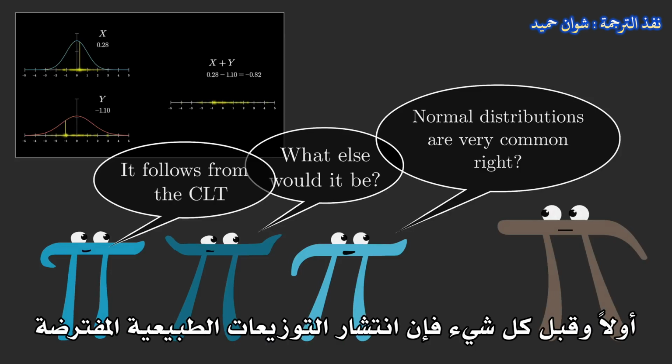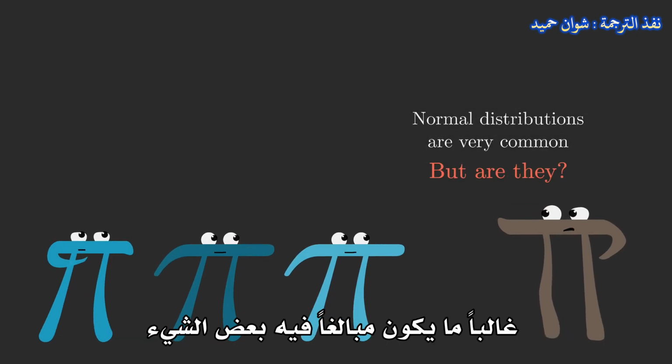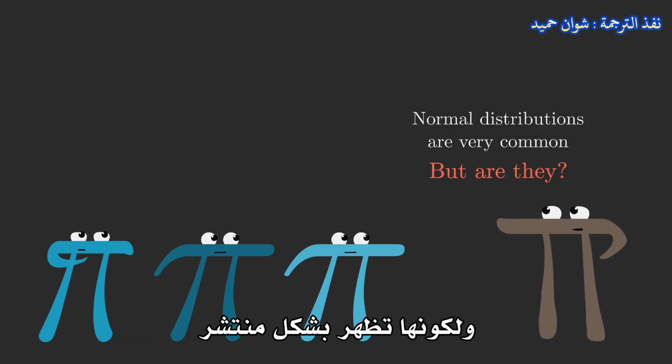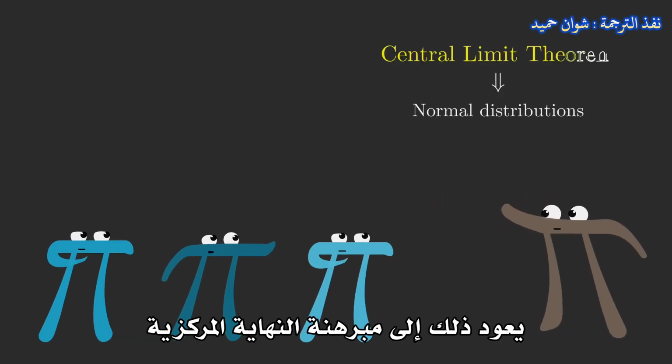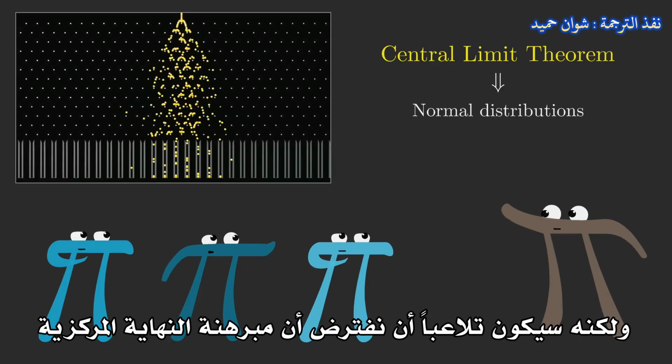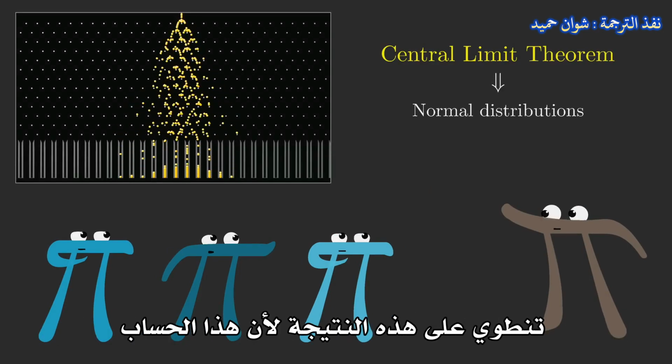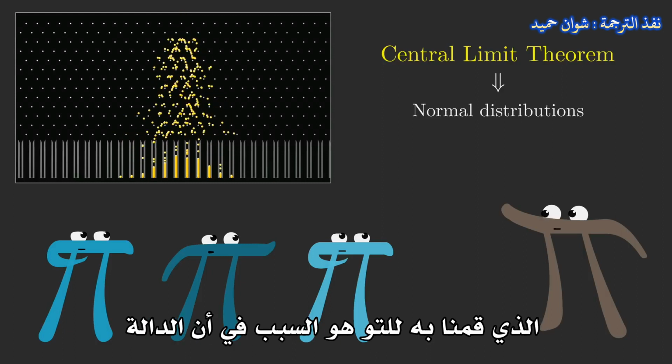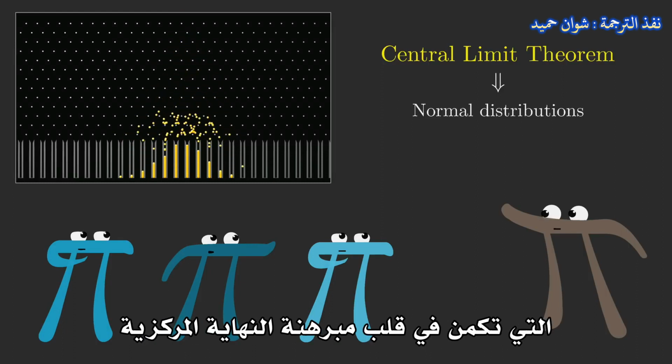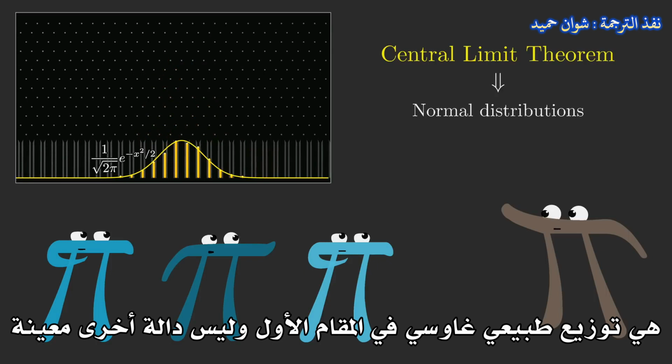First of all, the supposed ubiquity of normal distributions is often a little exaggerated, but to the extent that they do come up, it is because of the central limit theorem. But it would be cheating to say the central limit theorem implies this result, because this computation we just did is the reason that the function at the heart of the central limit theorem is a Gaussian in the first place, and not some other function.